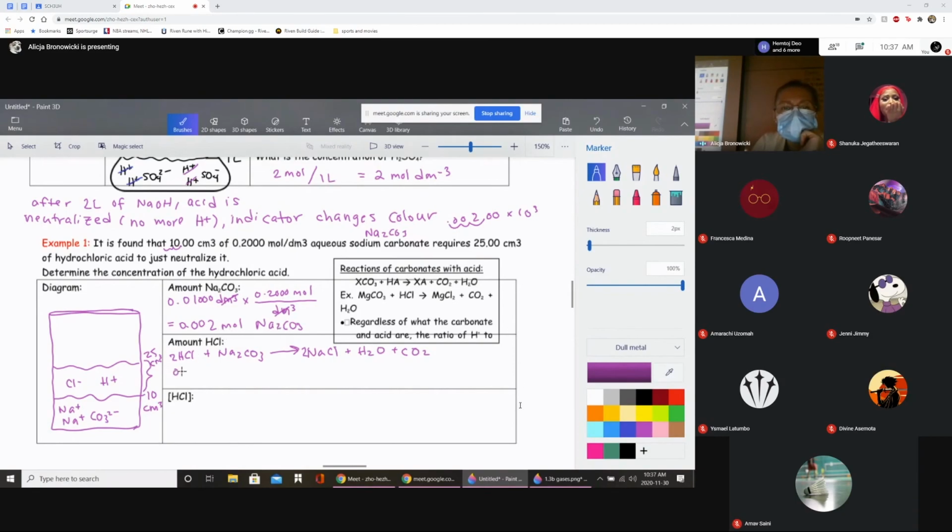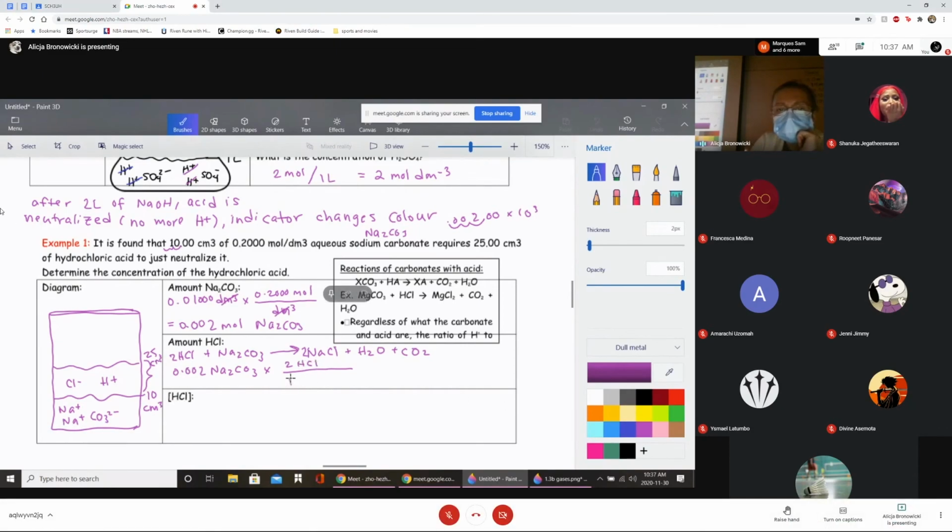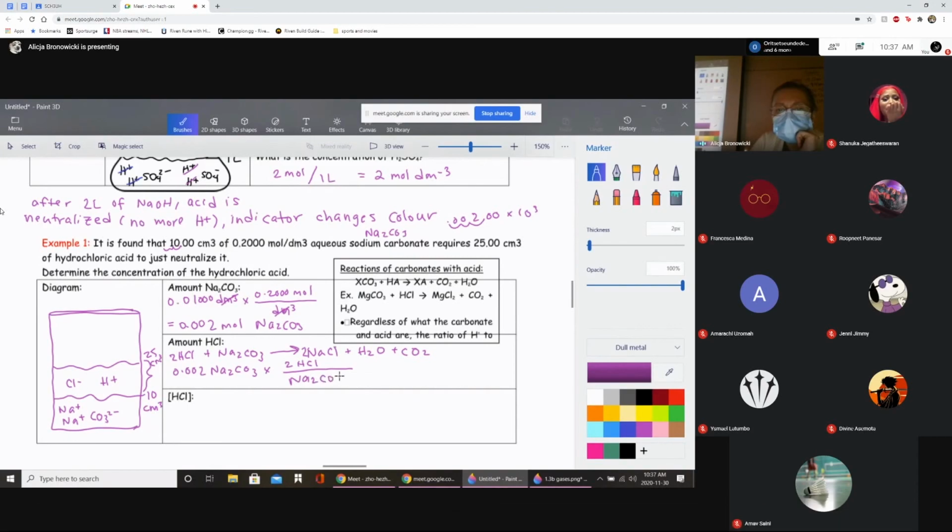So I have 0.002 Na2CO3. Okay, let's see how many moles of acid that corresponds to. So I have 2 moles of acid for 1 mole of Na2CO3. So this cancels. So that means I have 0.004 moles of hydrochloric acid. Okay, so this is moles of hydrochloric acid.